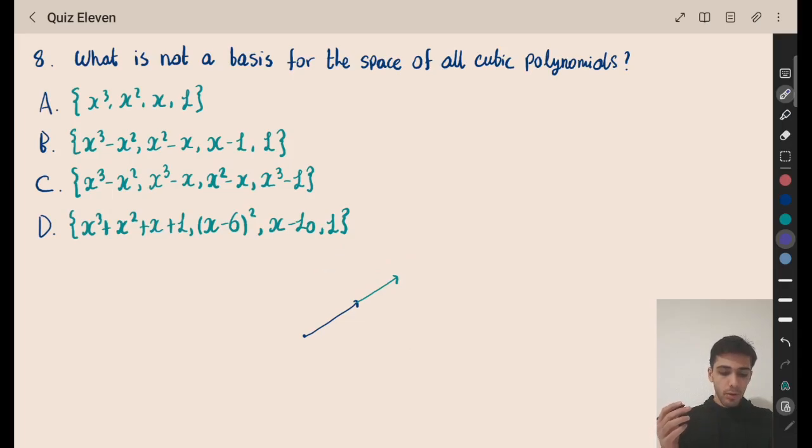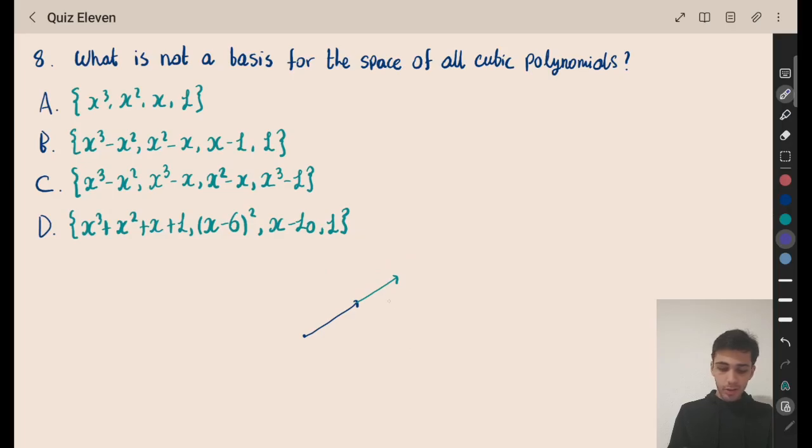So, if you have a space like the space of cubic polynomials, and there is a set that should not be a basis, then this set must have a missing vector. So it must have a vector that's linearly dependent on the others. In other words, you could say that this vector depends on, or could be described using the other vectors.